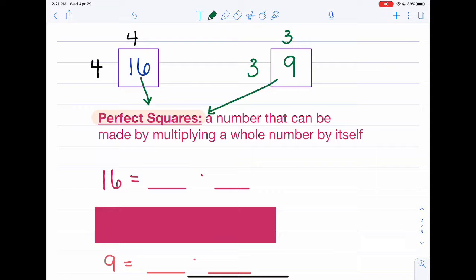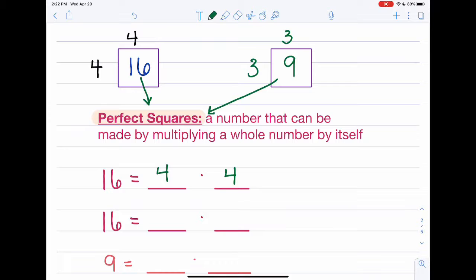I need to find a number that when I multiply it by itself gives me 16. Well, I already know that 4 times 4 is going to give me 16. But guess what? There's another number that when I multiply it by itself, it's going to give me 16. See if you can figure it out. Did you guess it? It's -4 and -4. Remember, they have to be the same number. So -4 times -4 gives me positive 16 because a negative times a negative is positive.